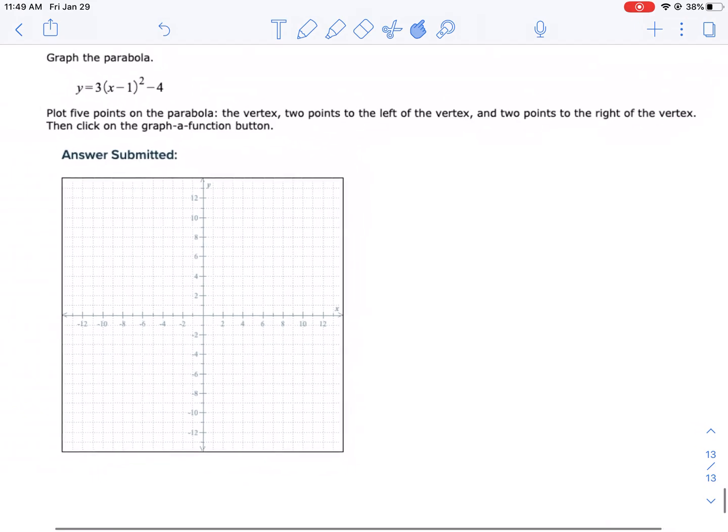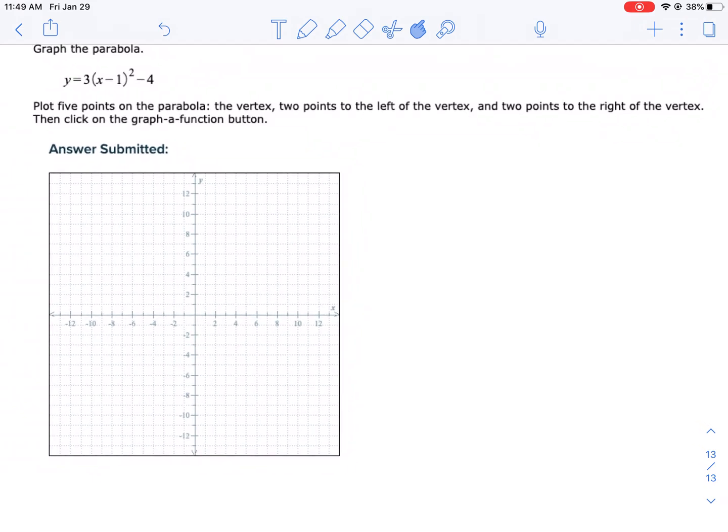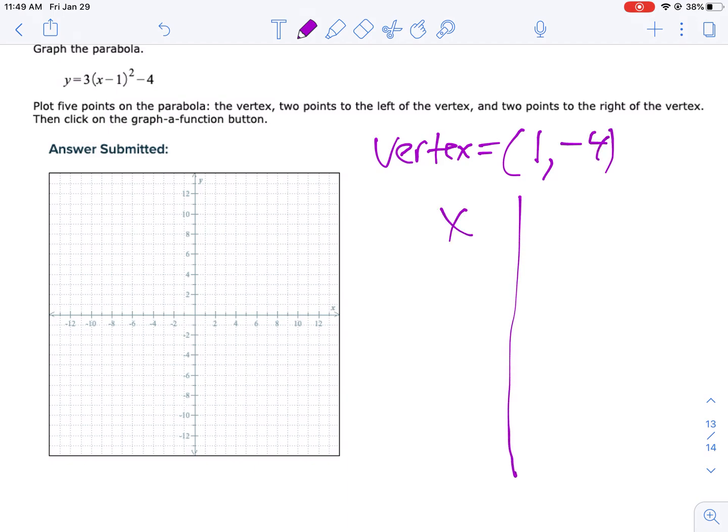Okay, last question, I think. Do the same thing. There's a number in front, so that does change the parabola; this is going to be a thinner parabola. But we know the vertex of this parabola because it's in vertex form. It's going to be x minus h, which is 1, and k is going to be negative 4. So when you make your xy table, you're going to put 1 and negative 4 in your table. I'll have a couple numbers to the right and a couple numbers to the left.